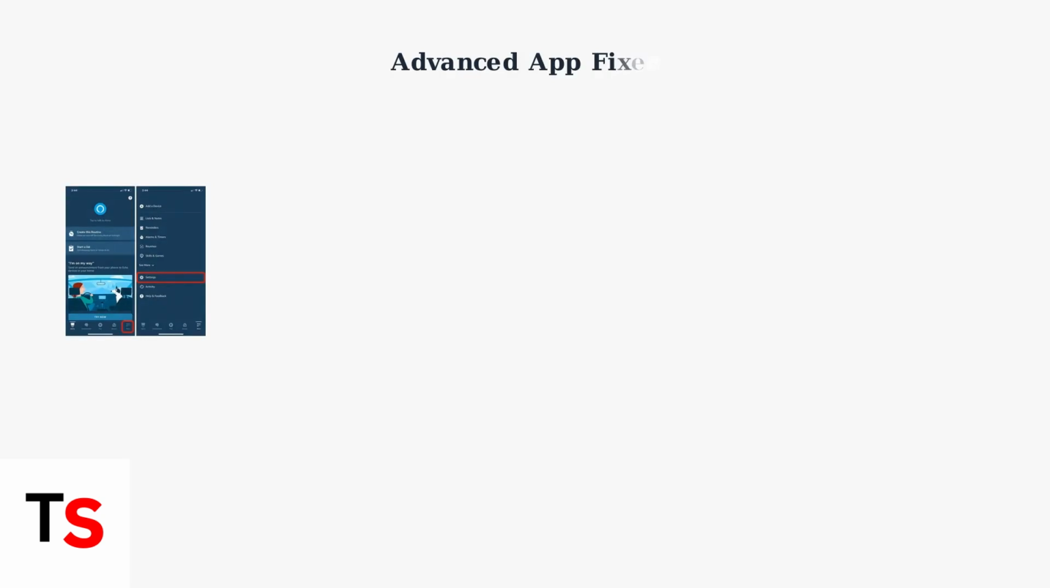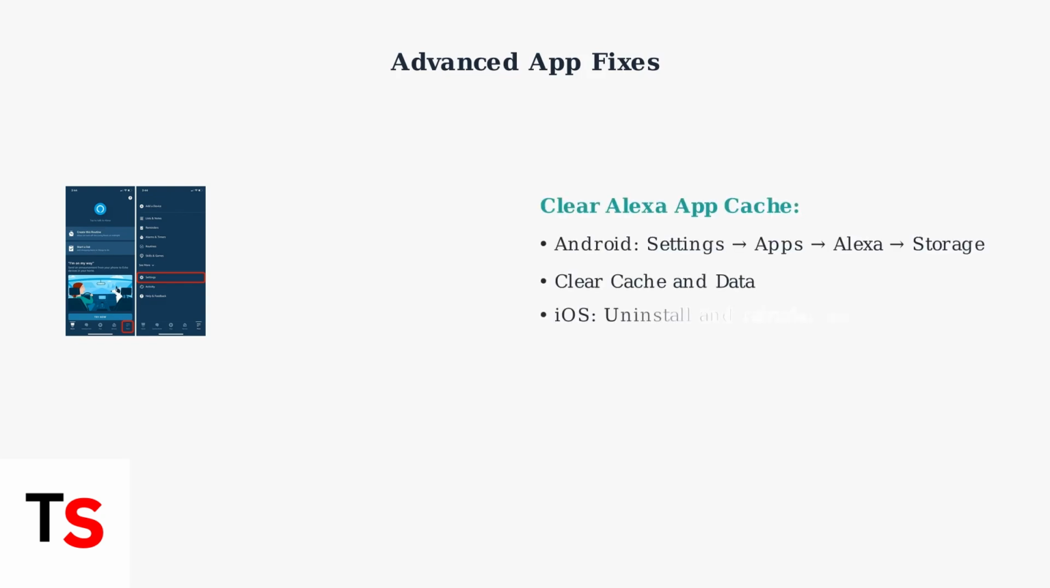When basic troubleshooting fails, advanced app fixes may resolve persistent Ring doorbell notification issues on Alexa. First, try clearing the Alexa app's cache and data. On Android, go to Settings, Apps, Alexa, then Storage, and clear both cache and data. On iOS, you'll need to uninstall and reinstall the app completely.